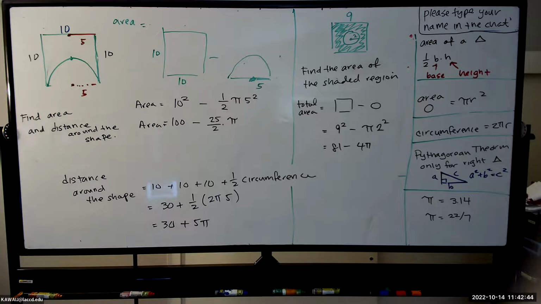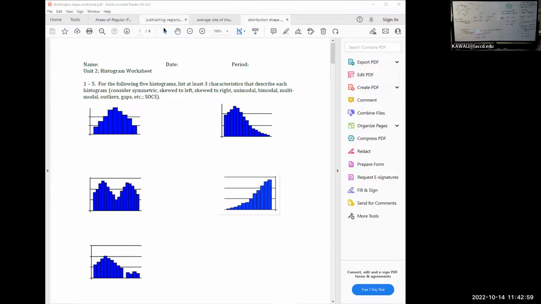Okay, let's look at mean, median, and mode. Wait, do we want to do that? No, let's look at distribution shape. Okay, so let me share a screen. So let's look at this one here. This is the distribution shape worksheet.